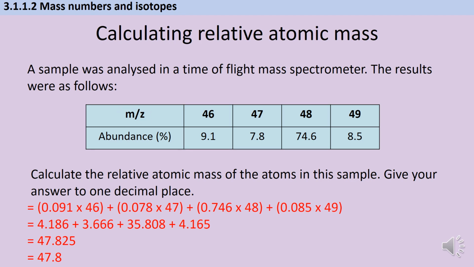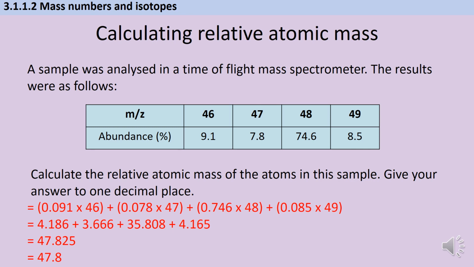So we've done this here. As I said before, you can multiply by the percentage and then divide by 100. You can use the percentage button on your calculator. I'm a big fan of decimals because it just seems to go wrong less often. So for each one, I've multiplied the decimal that represents the percentage by the mass of that particular isotope. And then I've added together all of those numbers and I get 47.825.